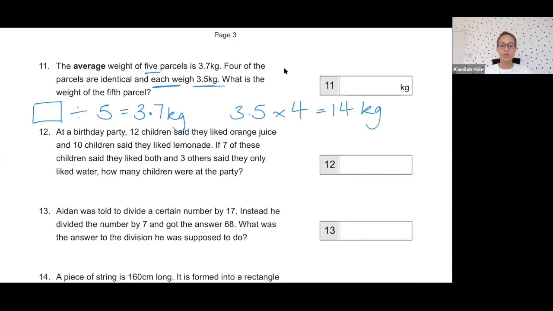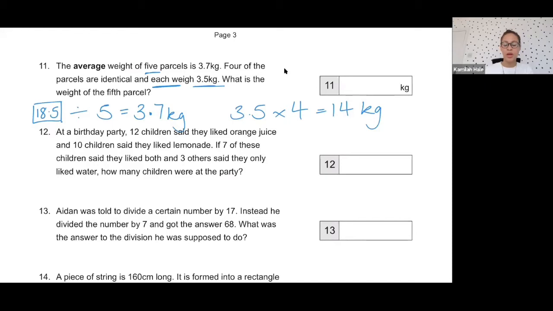If you found it earlier because you'd got it right, you can just tell me the answer. That's fine, you don't have to work it out right now. So what do the 5 parcels add up to? 3.7 times 5. Not getting any answers yet? I'll just tell you for the sake of speed. So when you multiply those together, we get 18.5 kilograms.